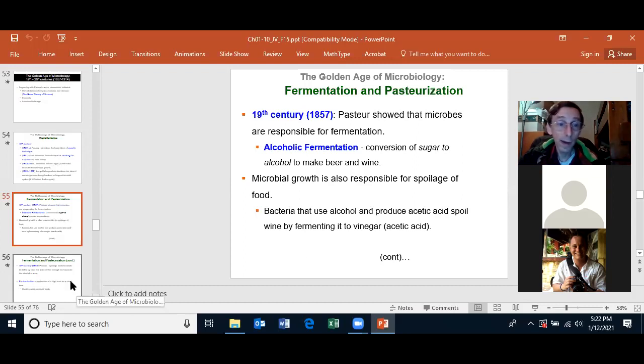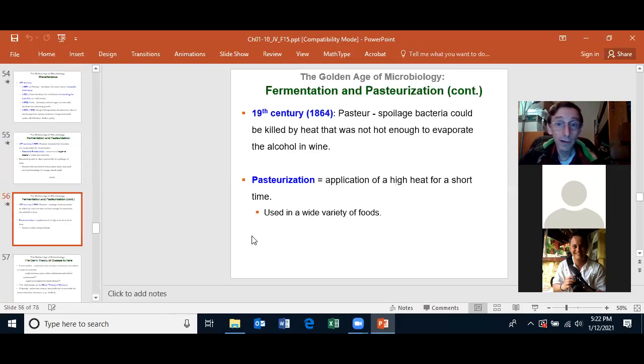Let's move on to what you can do. Louis Pasteur came up with a very easy process of keeping the beer and the wine safe. Early on, when the alcohol is made, you can pasteurize the beer and the wine, applying a high heat for a short period of time, which does not evaporate most of the alcohol. And that killed off the bacteria that caused the spoilage of the beer and the wine.